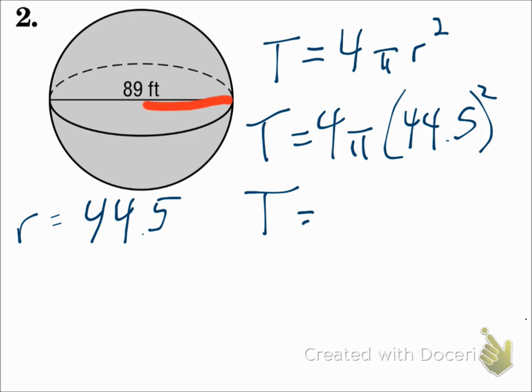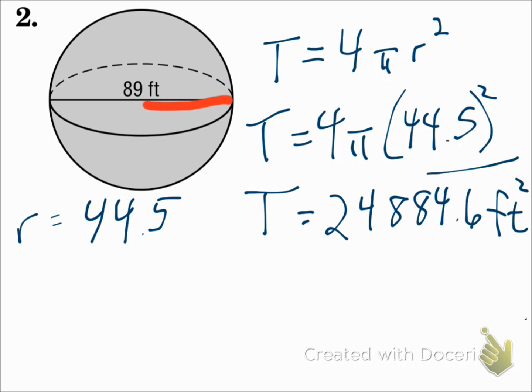And that's a grand total of 24,884.6, and that'll be feet squared. So since we didn't know the radius, take half of the diameter and substitute it in.